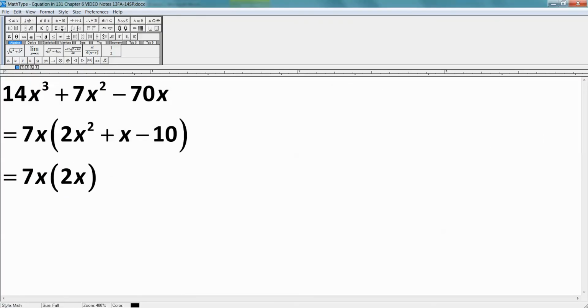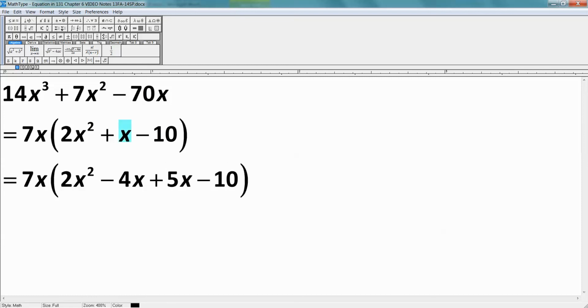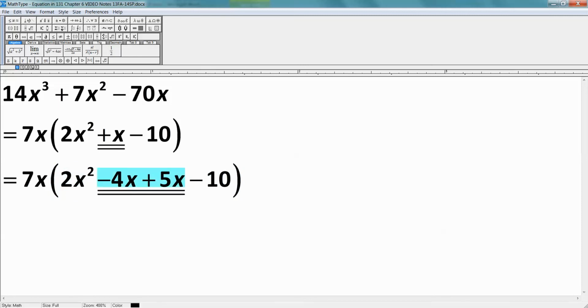Now remember, you can't just go -4 + 5 and you're done. You have to go 2x squared minus 4x plus 5x, take away 10. You're taking this middle term right here. I'm going to underline it. Right there. And you're breaking it up into these two terms instead. So instead of a plus x, it becomes a -4x and a plus 5x. Okay, so now we've got 4 terms inside that parentheses, so we're going to factor by grouping.